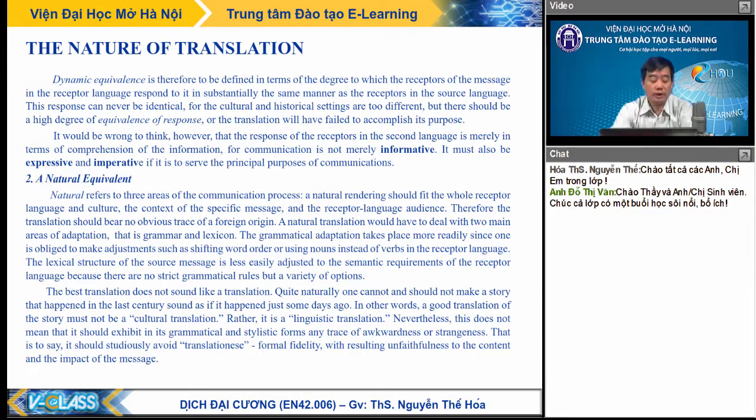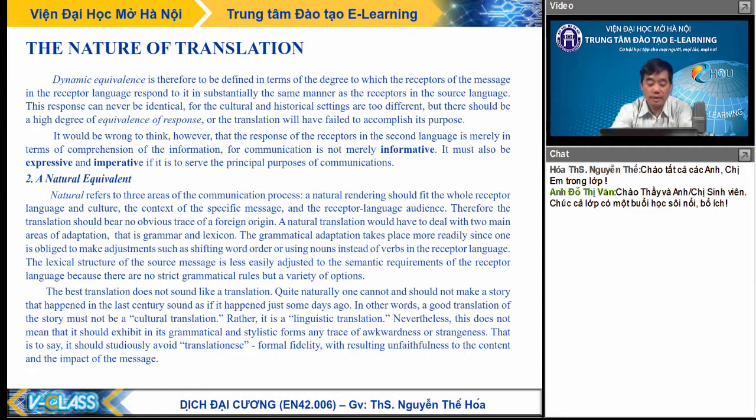And the next thing we have to pay attention to in the nature of translation is natural equivalent. Here, natural equivalent refers to the three areas of the communication process. A natural rendering should fit the receptor language and culture, the context of the specific message, and the receptor language audience. Therefore, the translation should bear no obvious trace of foreign origin. A natural translation would have to deal with two main areas of adaptation: grammar and lexicon.